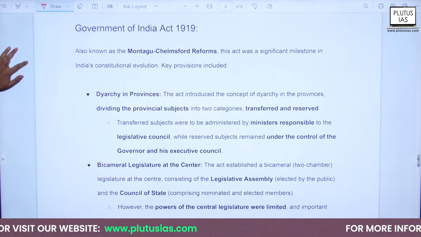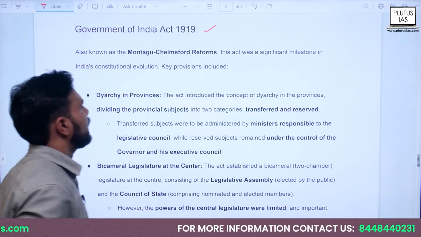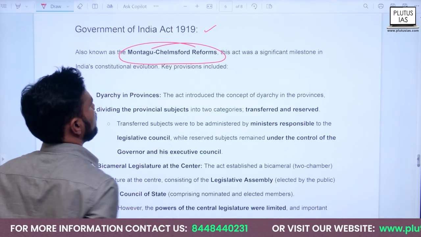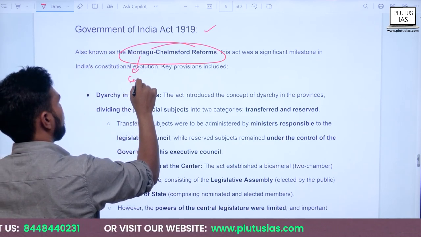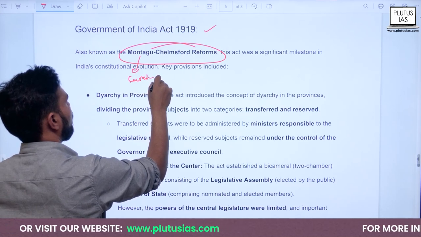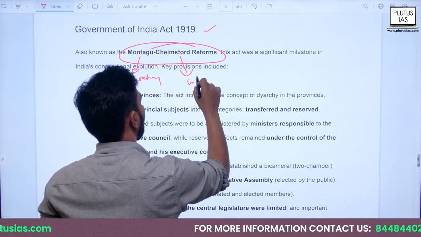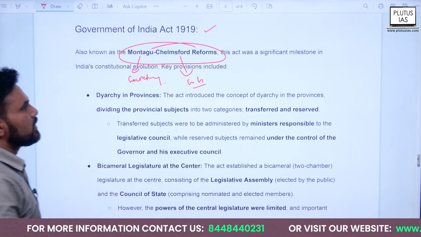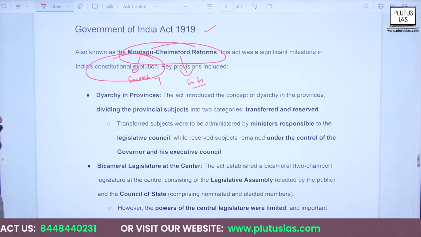Right. Next, we have the Government of India Act of 1919. This is more popularly known as the Montague-Chelmsford reforms. Montague was the Secretary of State, and Chelmsford was the Governor General of India. This was a significant milestone in the constitutional evolution of India, right?